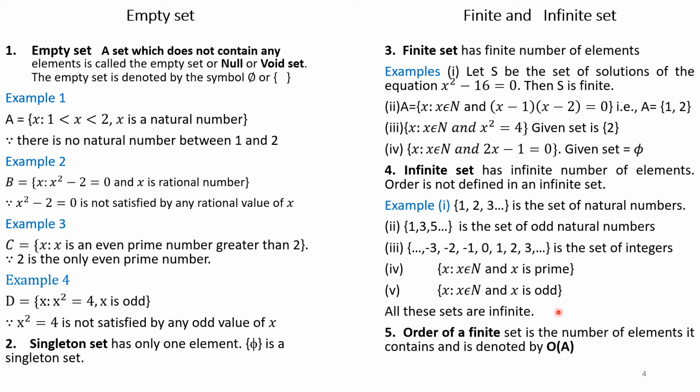Order of a finite set. In the above, we have used the order of a set. The order of a finite set is the number of elements it contains and it is denoted by O(A) or sometimes n(A). In some of the books, we use n, that is the number of elements. Here A is the set. So n is the number of elements it contains, and it is denoted by n(A). So n(A) within small brackets is the order of the set.